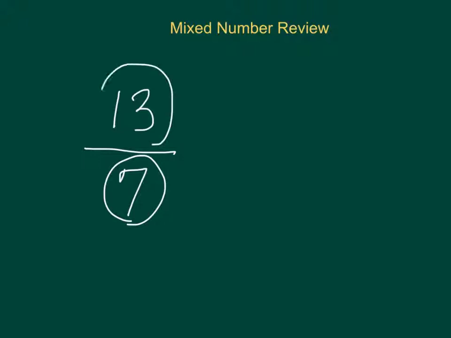One other thing I want to go over with regards to mixed numbers is turning an improper fraction into a mixed number. So if I have 13/7, I want to ask myself, how many groups of 7 can I make out of 13? Well, 7 times 1 is 7, and then 7 times 2 would be 14. So I can't make two whole groups, so that means I have one group. 7 times 1 is 7.